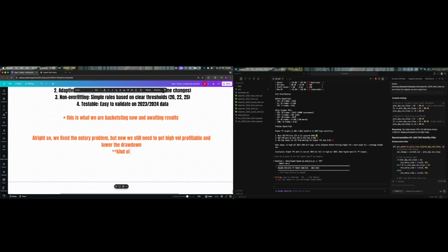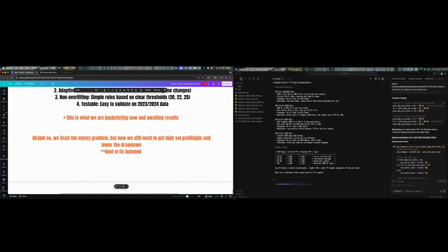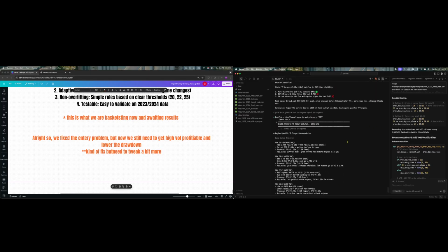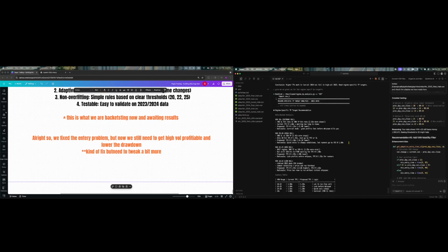Kind of fixed it, but need to tweak a bit more. 70% stop loss versus 30% hit rate, 2.3% more stops. Currently waiting too long for chaos. Propose reliable survivor mode. Grab profits fast before whipsaw kills you.